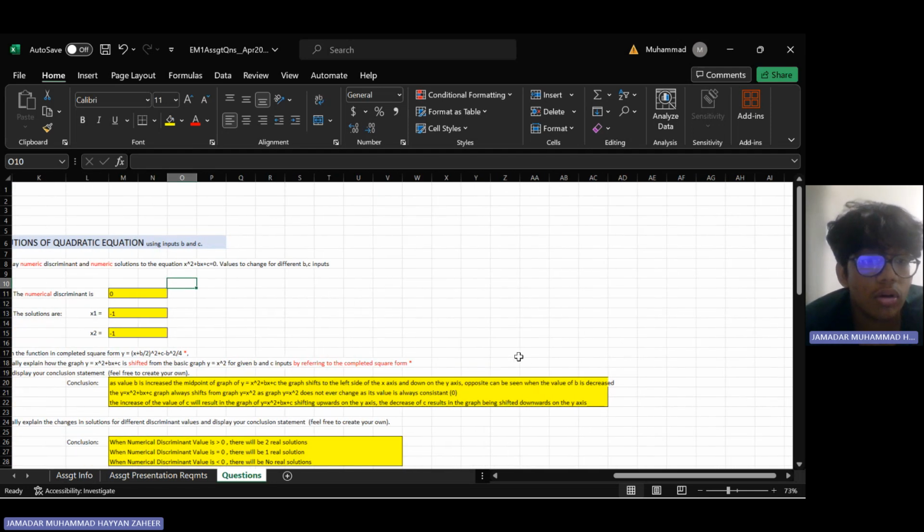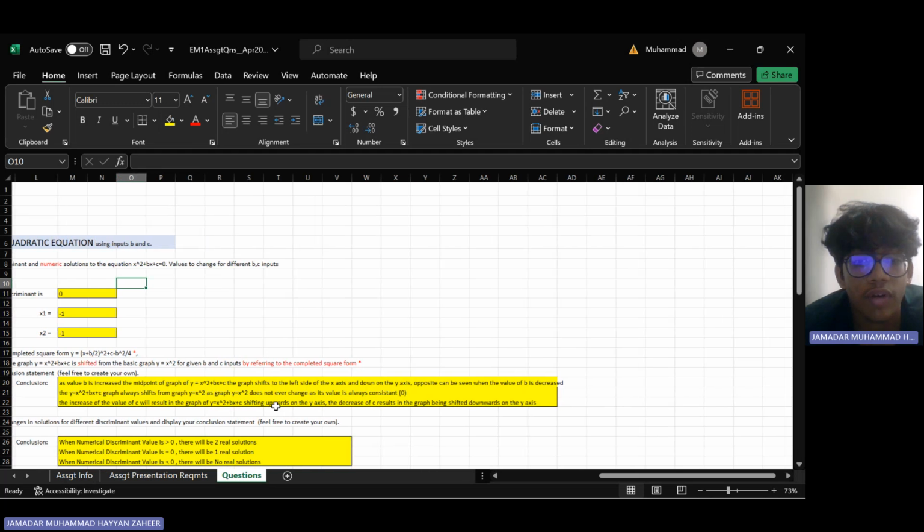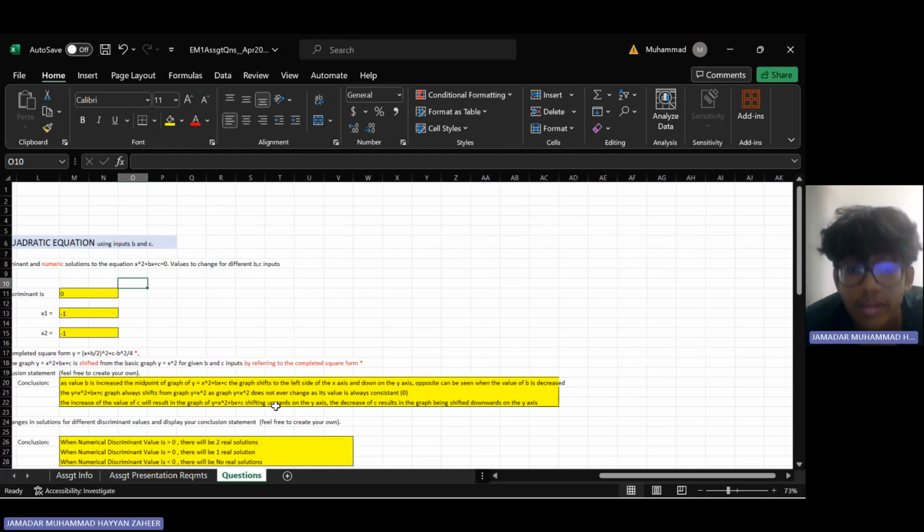Now the y equals x squared plus bx plus c graph will always shift from the y equals x squared graph, as the y equals x squared graph does not ever change, as its value is consistent. The increase of the value of c will result in the graph of y equals x squared plus bx plus c shifting upwards on the y-axis, and the decrease of c results in the graph being shifted downwards on the y-axis.